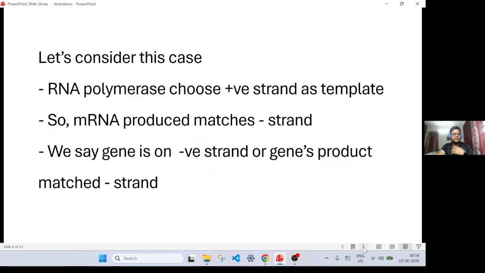Now let's take the second case as an example. Now RNA polymerase says, "I will choose the positive strand as a template." That means it will produce an mRNA whose sequence will exactly match with the negative strand. That's why we say that this gene is on the negative strand, or that the gene's product mRNA matches with the negative strand.